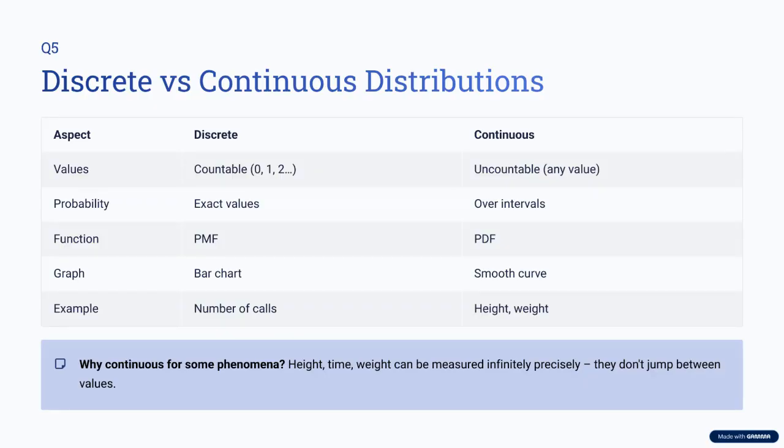If you tried to model height as discrete, only whole centimeters, you would lose information and get inaccurate results. Continuous distributions are natural for measurements. Discrete are natural for counts. Common mistake: saying P(height = 165 centimeters) has a positive probability. In continuous distributions, that probability is 0. We always use intervals.